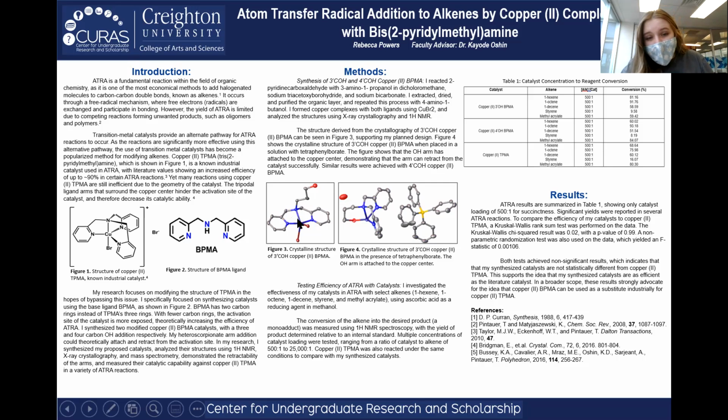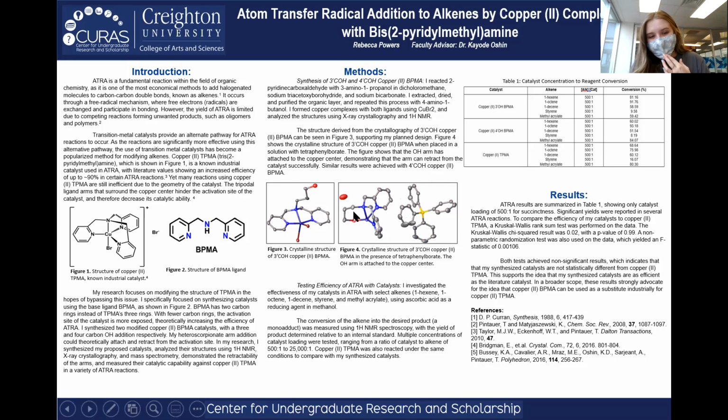And you can see these are X-ray crystallography structures of my synthesized 3OH catalyst. And you can see here we have the arm that is successfully not attached. And then we put it in the presence of a counter ion and it successfully attaches. So I synthesized these structures. We grew crystals out of them to run X-ray crystallography on these structures.